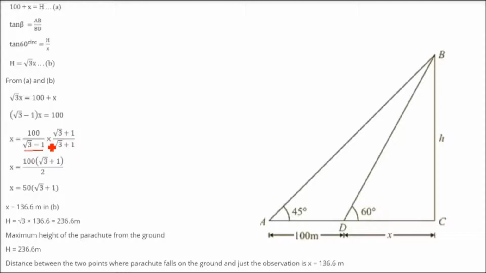But we have to rationalize it. We can't keep root 3 minus 1 in the denominator. So we'll multiply root 3 plus 1 in the numerator and denominator. So here we get root 3 whole square minus 1, that is, we'll get 2 in the denominator. So 2 is the denominator, root 3 plus 1 remains here, 2 50s are. So 50 root 3 plus 1 is the answer. You can take root 3 as 1.732 and you can get the answer like this in the decimal form.